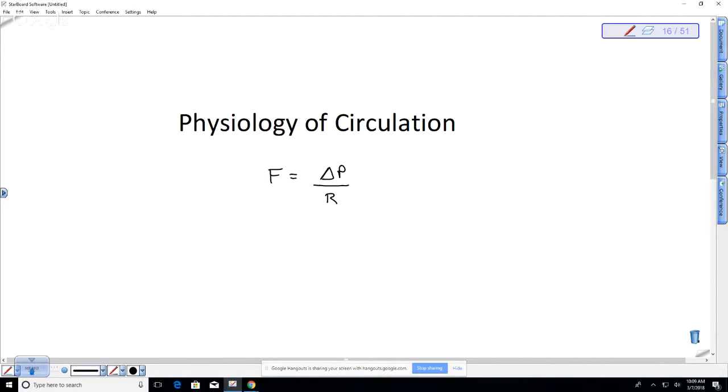Friction. When you constrict the blood vessel, the blood is in more contact with the sides of the vessel, and so as we decrease the diameter, that is going to also decrease the flow. What else?